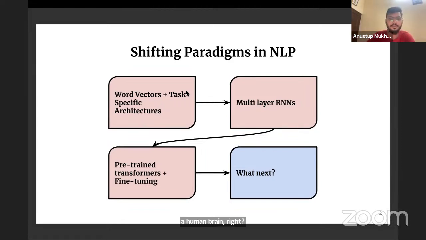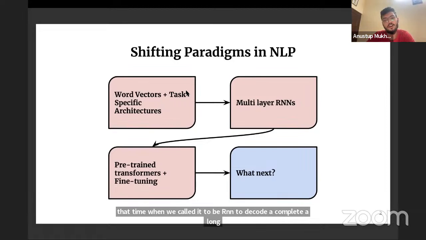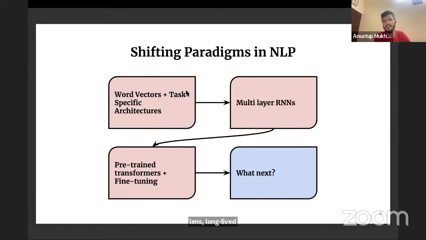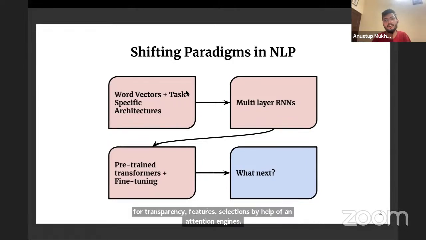But when we come to the NLP task, or when we tell an AI engine to do it, decoding or extracting the exact information from very large contexted lines was a difficult game at that time, when we called on an RNN to decode a long conversation or a long sentence. It was a very difficult game at that time. So on top of that, we introduced several kinds of mechanisms. We introduced LSTMs, sequential learners, layers for transformers, and we did feature selection with the help of attention engines. So what was the problem is what we call a knowledge base.